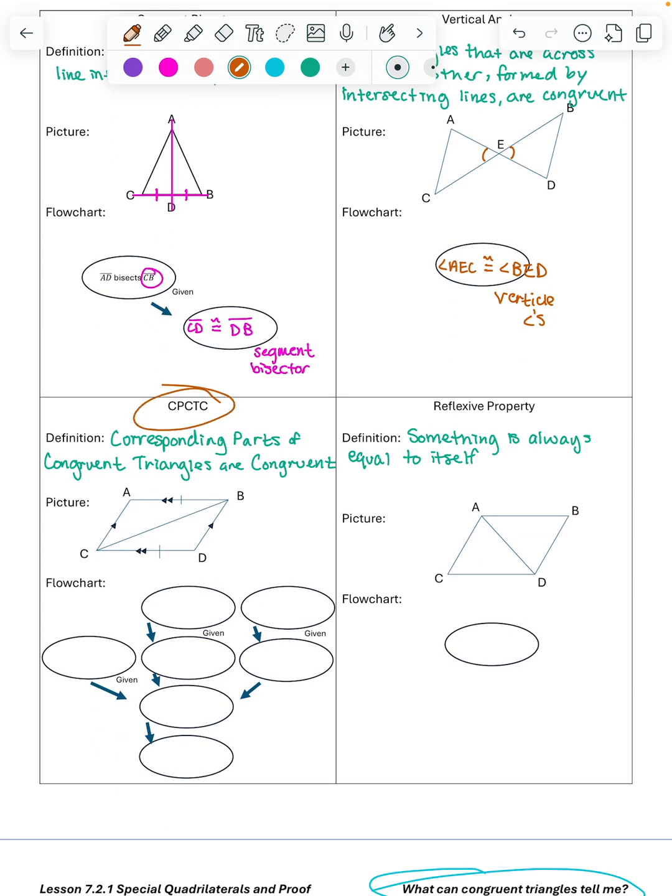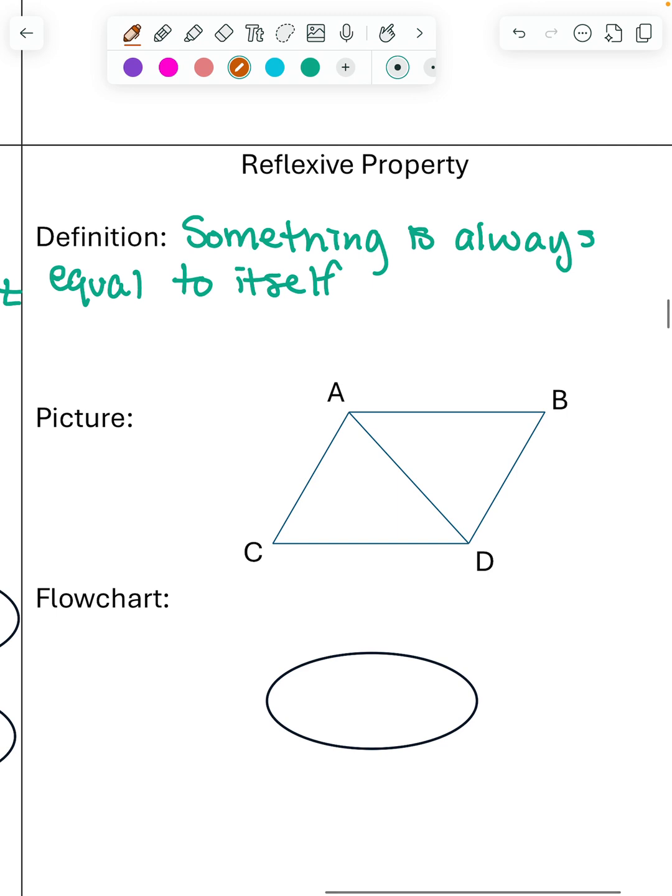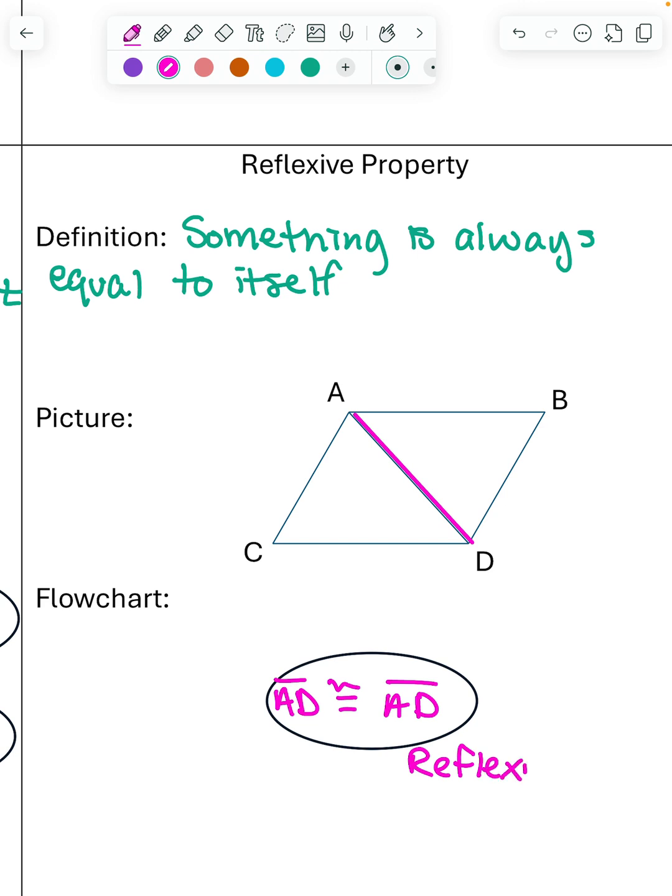We'll come back to CPCTC, we'll hit that at the end. Reflexive property, we've talked about this already. Something is always equal to itself. So if we have a shared side right here, like AD, saying that it's the same as itself, AD is congruent to AD, our reasoning for that would be the reflexive property.